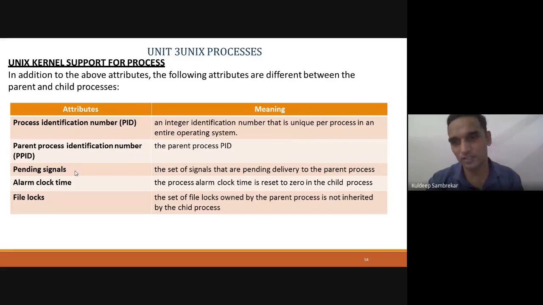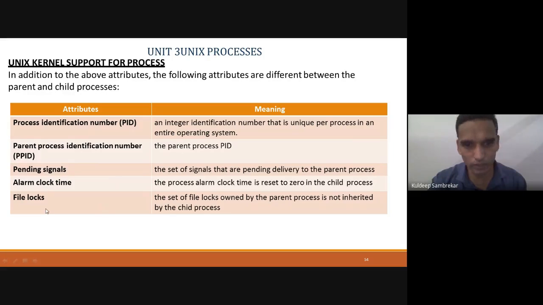So if a child is given a signal to stop, the child may not stop because it's in run mode. So the signals received by the parent and by the child may be different also. I will tell more detail of this later when I come to the next unit. Right now you just remember pending signals are the signals which are given to the parent process. Those are executed differently for parent and child.